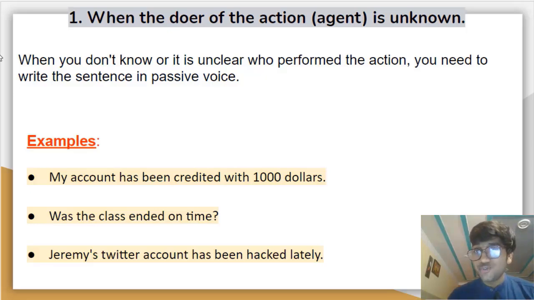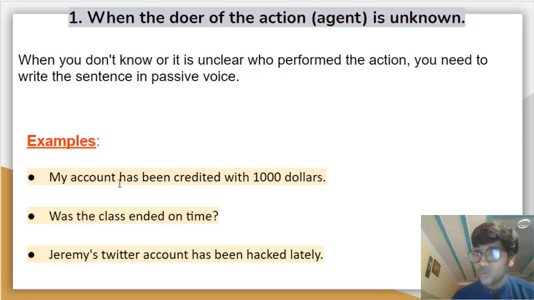A lot of times you do not know who is the doer of the action, who did the action, who does the action. You do not know that person. You write the sentence in passive voice. Look at the examples. My account has been credited with $1,000. This has happened to my account. My account is the object that received the action of crediting.